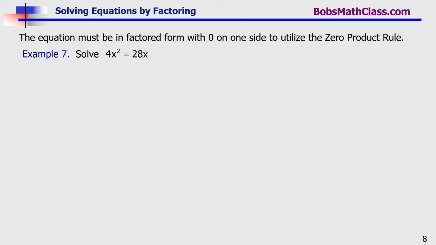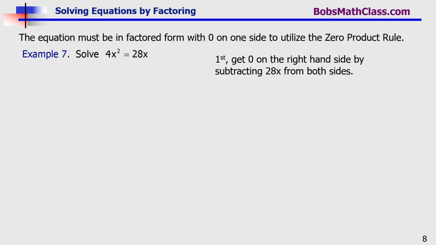Okay, our next example. The equation must be in factored form with 0 on one side to utilize the zero product rule. Right? We have to have 0 on one side. Do we have 0 on one side? No. So we have to get a 0 on one side. Let's get it on the right-hand side. You always want your x squared term to be positive. It's usually easiest that way. All right, so subtract the 28x on both sides. So when you move the 28x to the left-hand side, it'll become a minus 28x. Now we have 0 on the right-hand side.